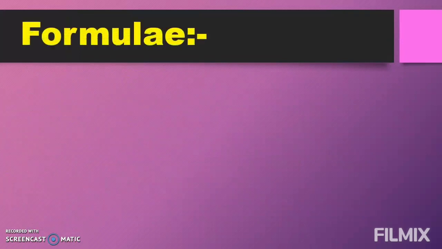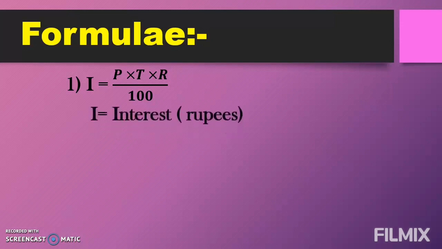Now we'll see certain formulas which we are going to use in this lesson, and both the formulas we have already used in 6th standard. Let's see. First formula we have used is I is equals to PTR upon 100. So how will we write? I is equals to P into T into R upon 100. Now let's see what I, P, T and R stand for.